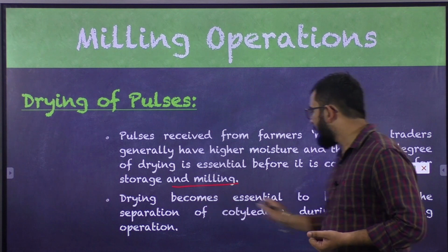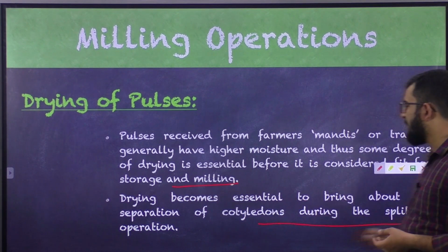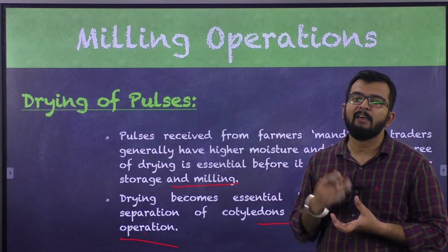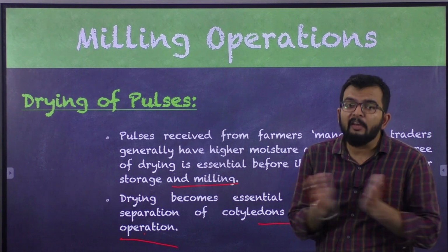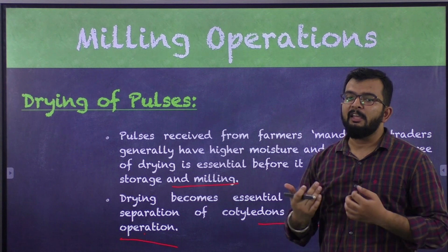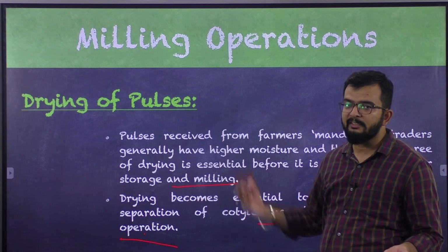Okay, drying becomes essential to bring about the separation of cotyledons during the splitting operation. That is, if your pulses are not dry enough, they have a higher moisture content, so splitting of pulses will be very difficult compared to when they are dry. Okay, drying makes it easier to separate out the cotyledons in the grain.